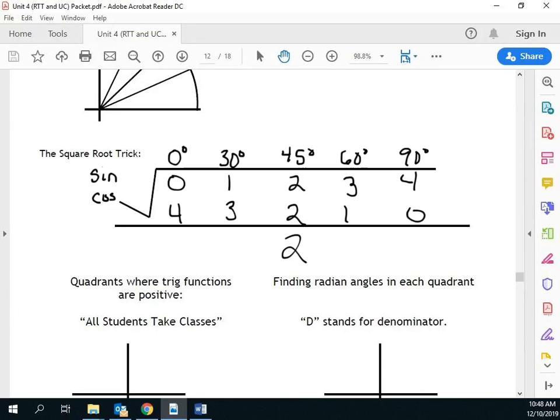And now I've seen this as well because it makes life a little bit easier because they're going to ask questions in radians. So go ahead and put the radians of it above as well. So 0, pi over 6, pi over 4, pi over 3, pi over 2.